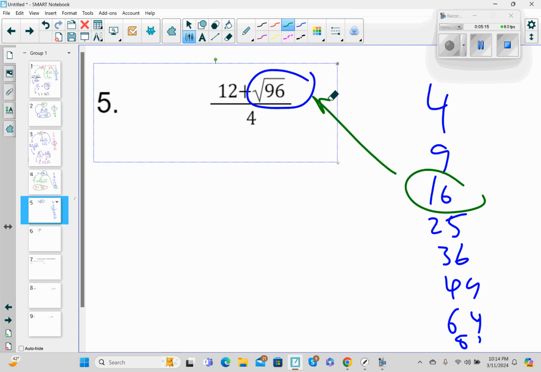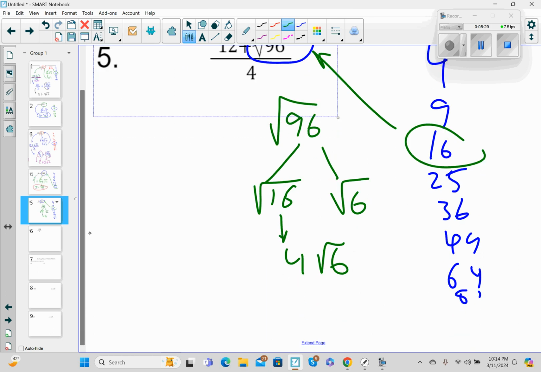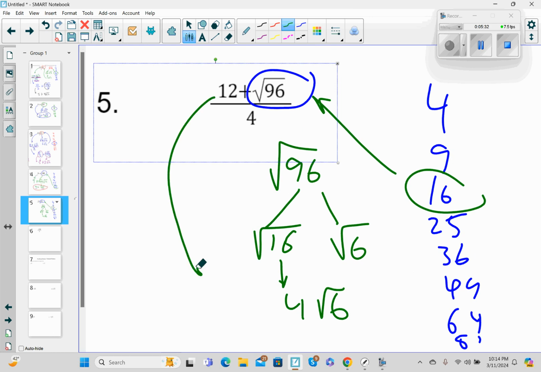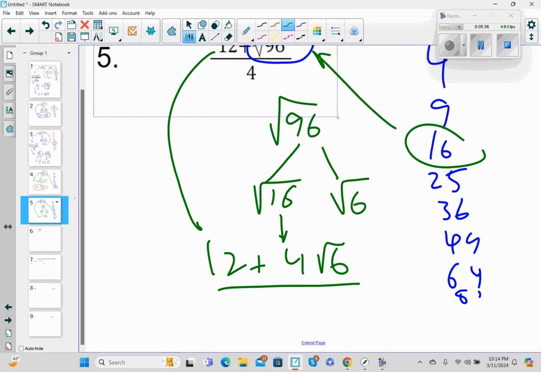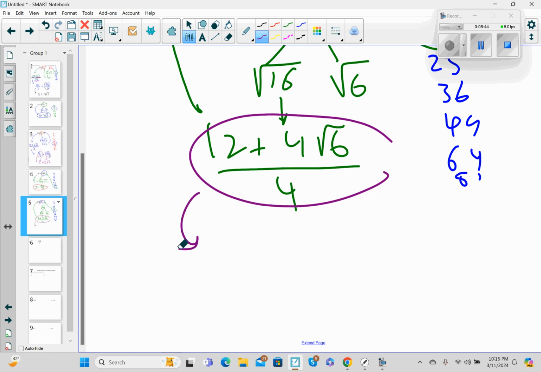If I divide it, I get square root 96 equals square root 16 times square root 6. The square root of 16 is 4, so I get 4 square root 6. Let's bring down the other numbers. We had a 12 in front, so 12 plus that, and then a 4 on the bottom. Okay, so we're almost done. Just take this 4 and do 12 over 4 plus 4 rad 6 over 4.